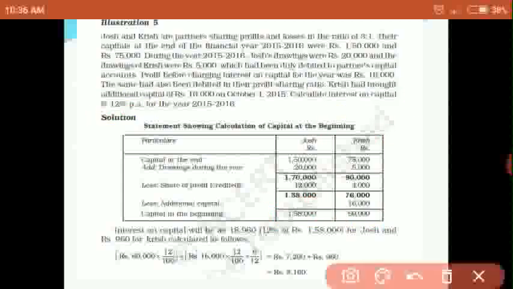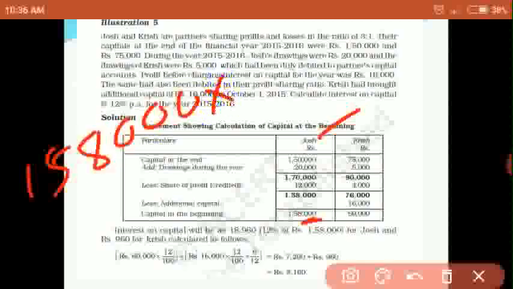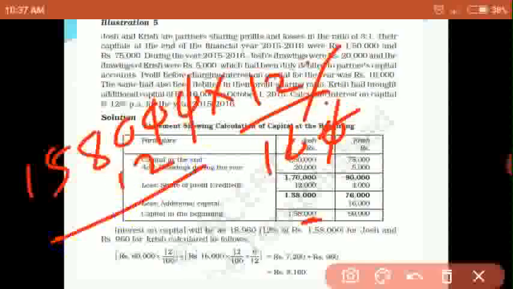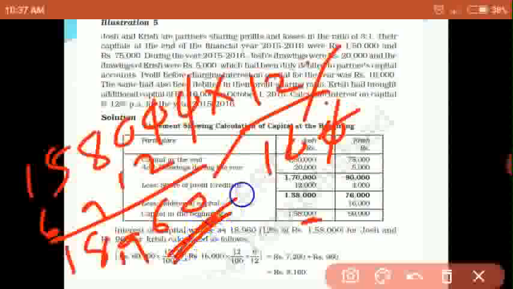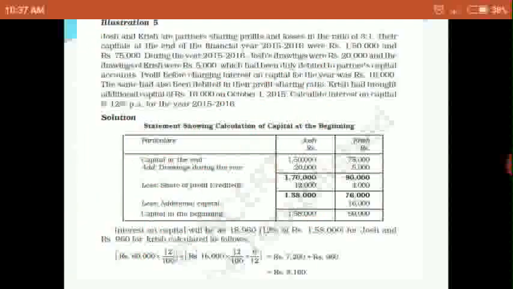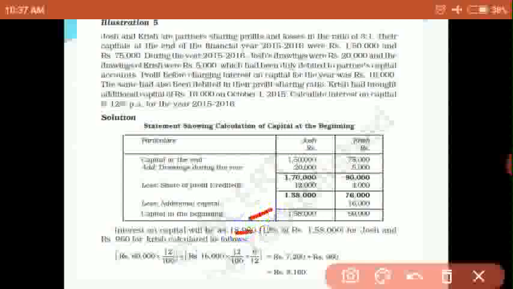So let us calculate interest on capital for Josh. What is the amount of opening capital of Josh? 1,58,000 into 12%, that is 12 by 100. 12 eights are 96, 12 fives are 60, 60 plus 9 is 69, 12 ones are 12 plus 6 is 18. So 18,960 rupees is the interest on capital of Josh.